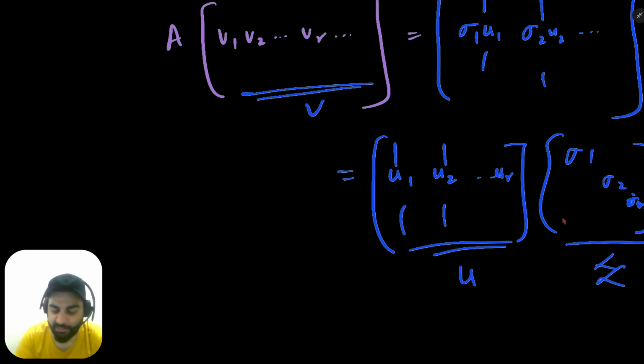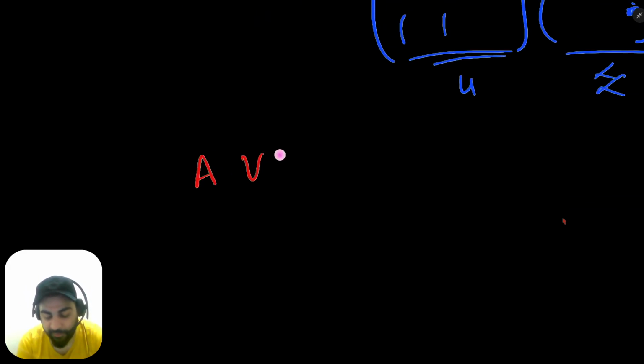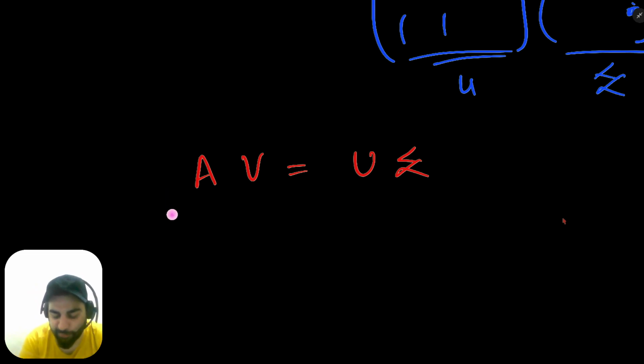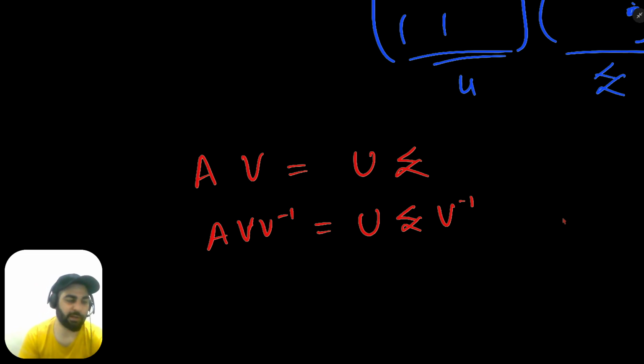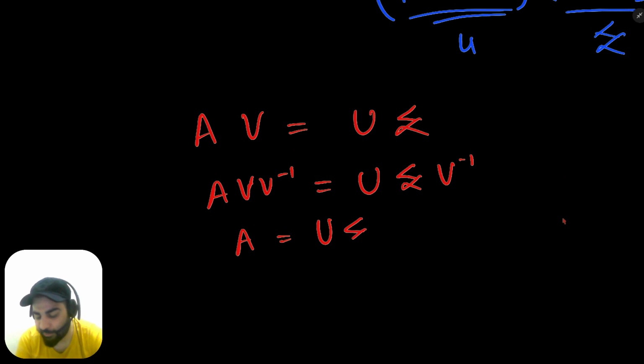So what I can write is that A V is equal to U sigma. This is what I can write. So if I apply the inverse on both sides, I want to apply V inverse onto both sides. So I'll apply V inverse, and I get A is equal to U sigma V inverse. So what I'll do is write A is equal to U sigma V transpose.